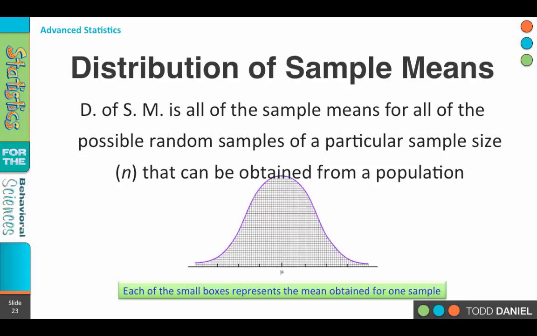So in order to gather these sample means, what we would need to do is start by establishing a sample size. Let's say it's 10. So we have a population of 100 people, and we want to obtain every possible random sample of a sample size of 10 that could come from that population. So how many samples would that be? What you might do is simply do some easy math and say, well, there's a sample size of 10, population size is 100, so we could do 10 samples.